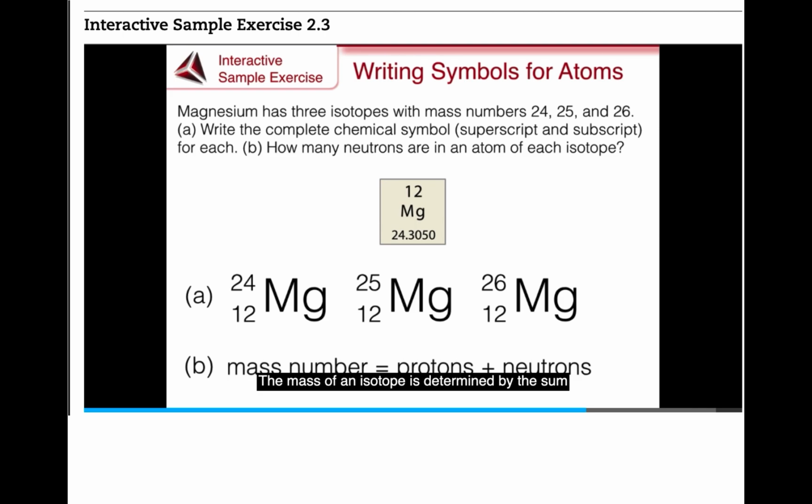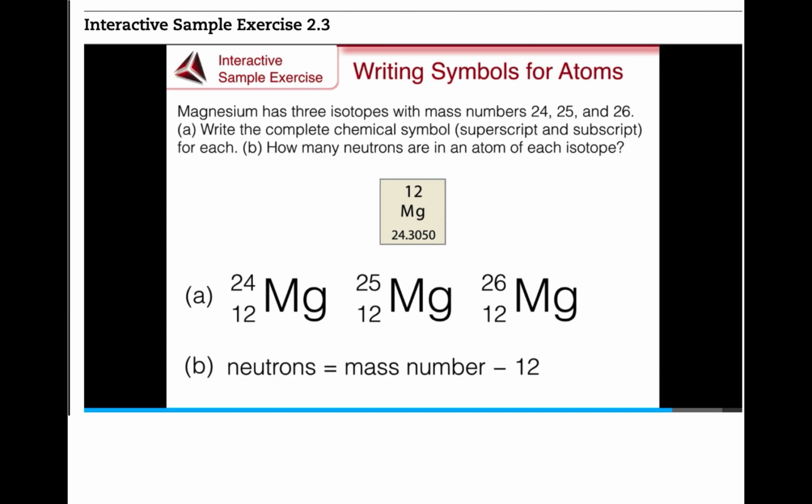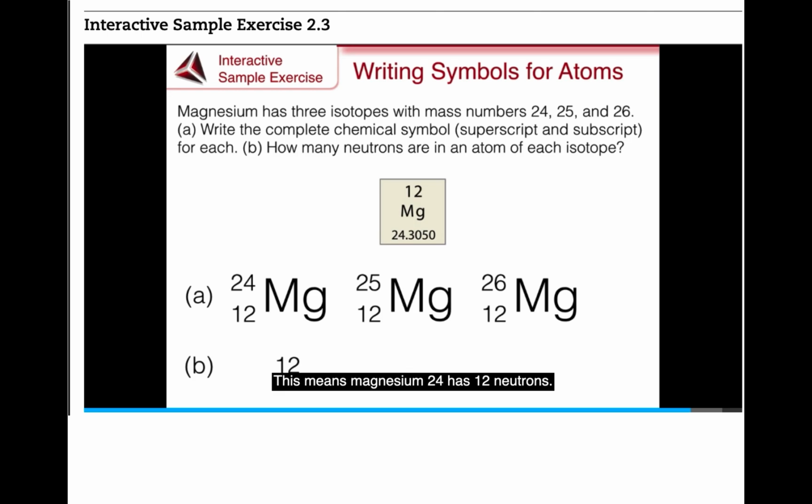The mass of an isotope is determined by the sum of the protons plus neutrons. We can use this to answer part B, where we are asked to determine how many neutrons are in an atom of each isotope, which is the mass number minus the number of protons. All of the magnesium isotopes have 12 protons. This means magnesium 24 has 12 neutrons, magnesium 25 has 13 neutrons, and magnesium 26 has 14 neutrons.